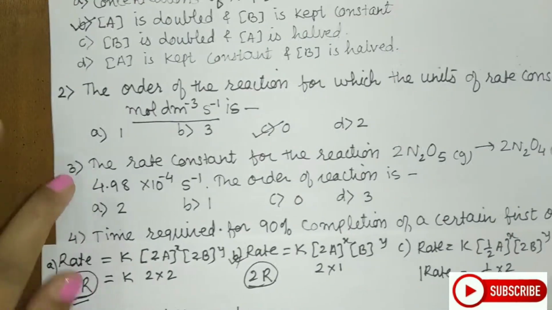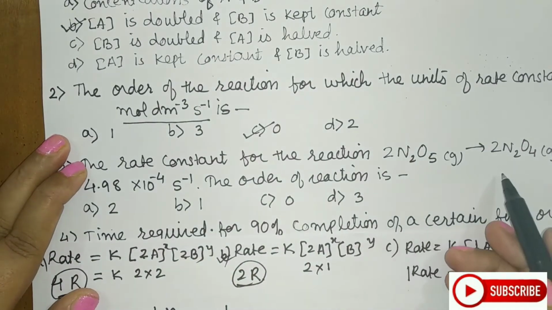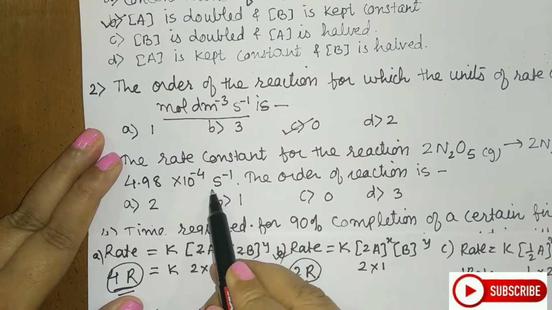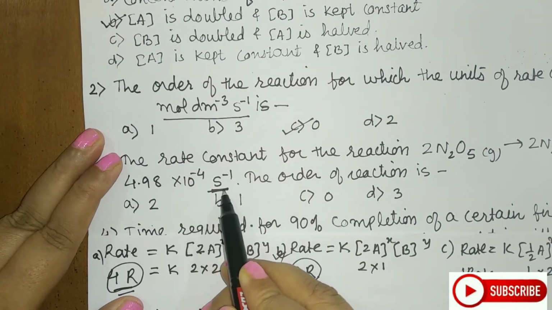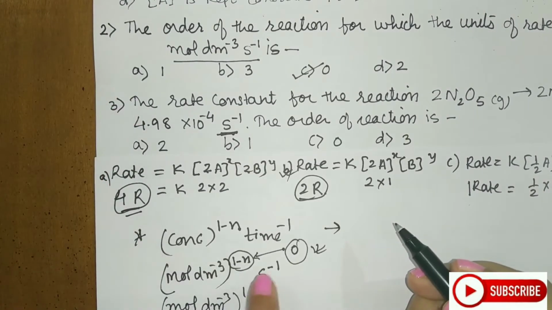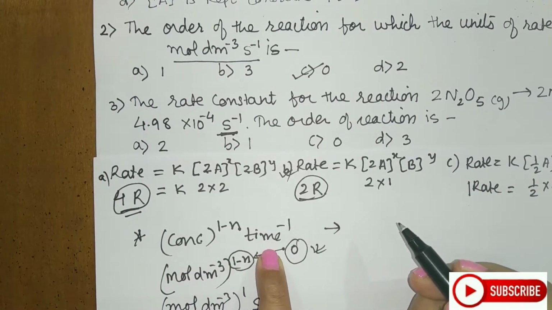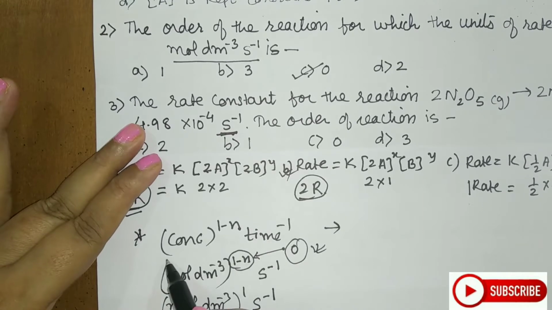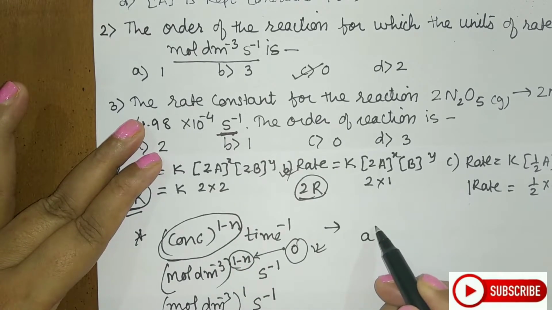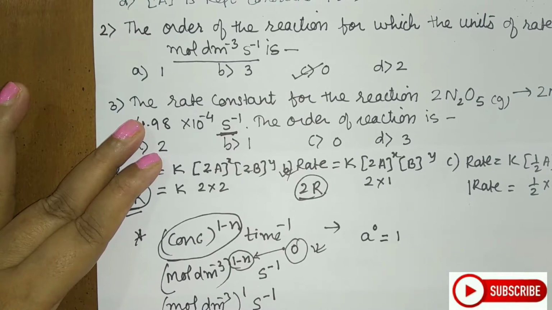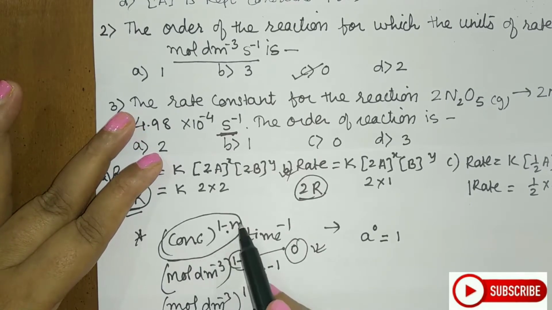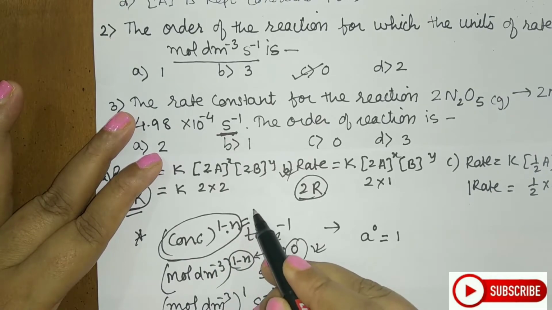Come to the next one. The rate constant for the reaction. The reaction is given and if you see here, the unit for the rate constant is second inverse. By using the same formula, I will get only second inverse here if this particular index becomes a raised to 0. So that will become 1. And this will become a raised to 0 if this particular n is equal to 1.